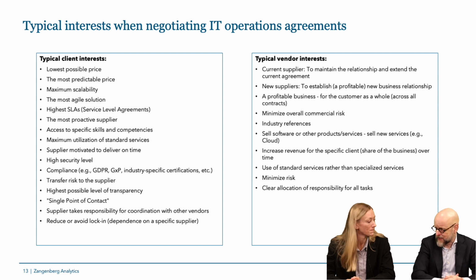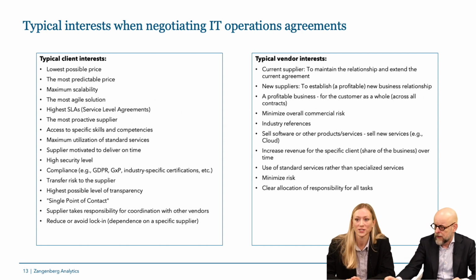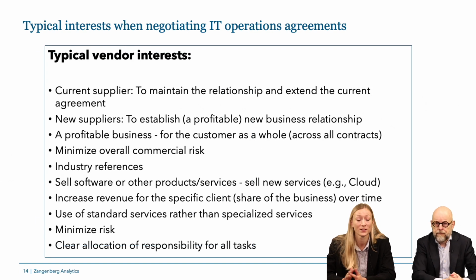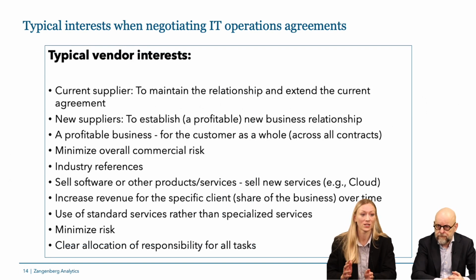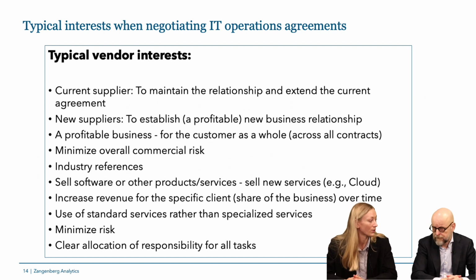But on the right side, and that's you. That's my interest. And as you can also see, you mapped some of them, but there are some typical vendor interests that didn't get in the chat. So let's try and go through some of them. Of course, it's to maintain the relationship and extend the agreement. You all got that, and also to make a profitable business, both for the customer as a whole across all the contracts. Now it's this big ITO operations contract for the 50 million Danish crowns a year.